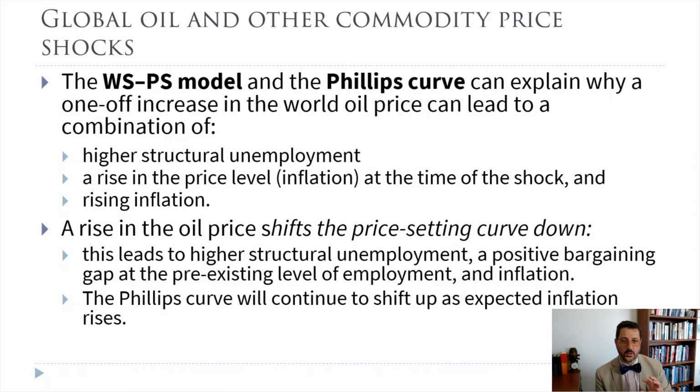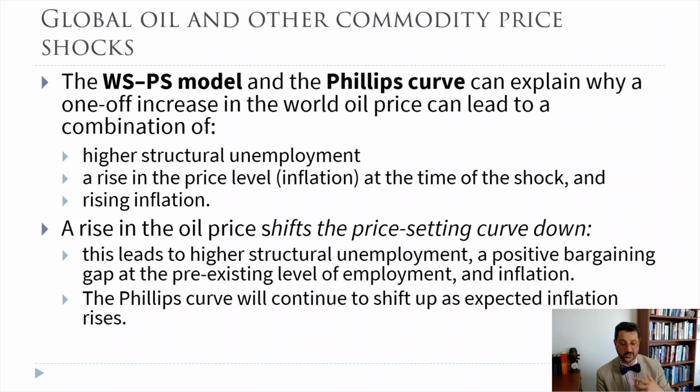So we can see why we might get, with our wage setting, price setting model, how an increase in the price of oil can lead to higher structural unemployment, which is something we saw in the 1970s, and a higher price level, because we get that shock, and potentially rising inflation. So the key is if that initial increase in the price of oil leads to higher inflation, and we don't adjust to that new supply side equilibrium, then higher inflation leads to higher expected inflation, and then that leads to more inflation.